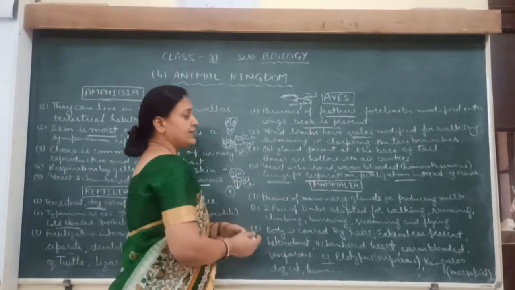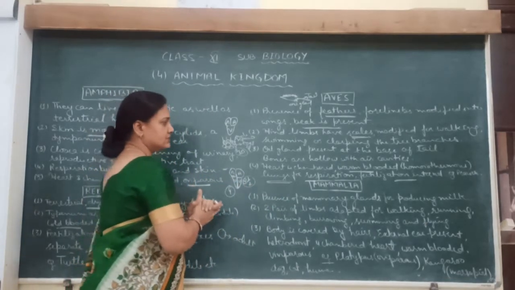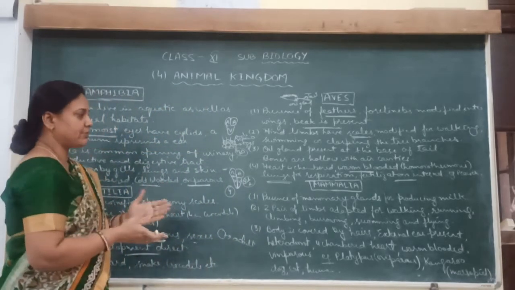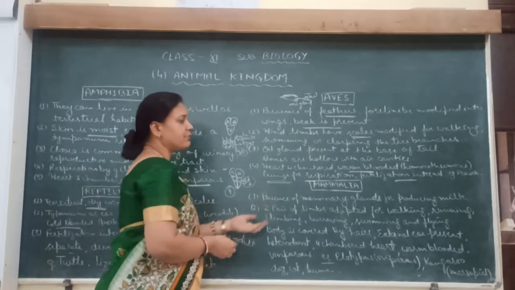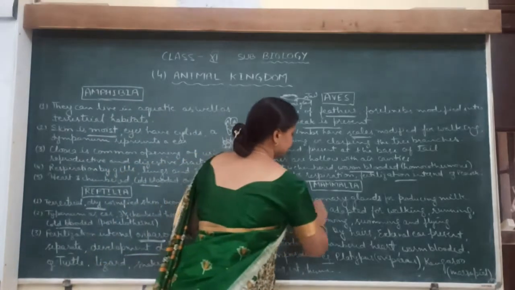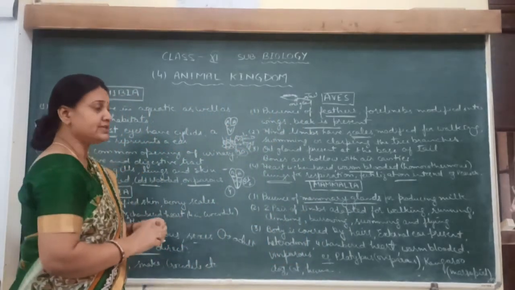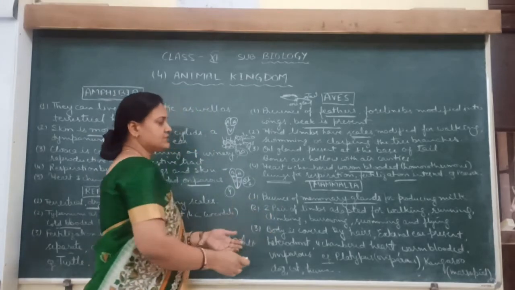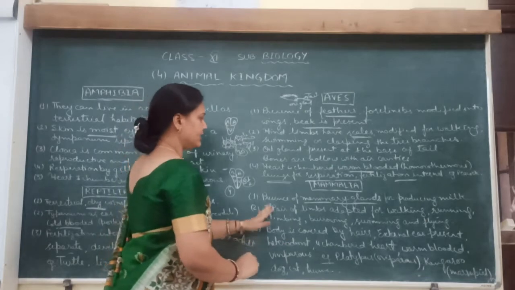Now we come to the mammalia. The last class, most advanced class, that is mammalia. We are also considered in the mammalia. The main characteristic feature of mammalia is the presence of mammary glands. Mammary glands are present in all types of mammals for producing milk for the young ones. And two pairs of limbs are present. These are the forelimbs and these are the hind limbs.